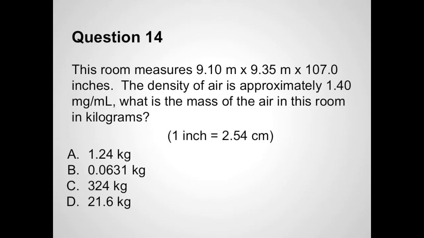Okay, so the room is 9.10 meters by 9.35 meters by 107 inches, so this is the same measurements as another problem we had earlier. If the density of air in the room is approximately 1.40 milligrams per milliliter, what is the mass of the air in kilograms? Okay, so we've got a couple of things going on here. First, we need to determine the volume of the room.